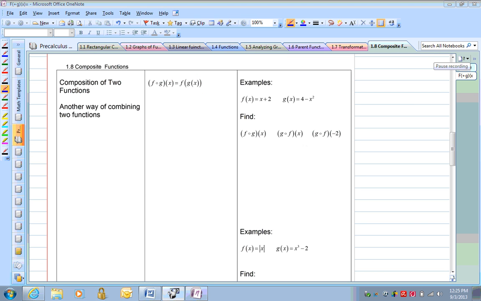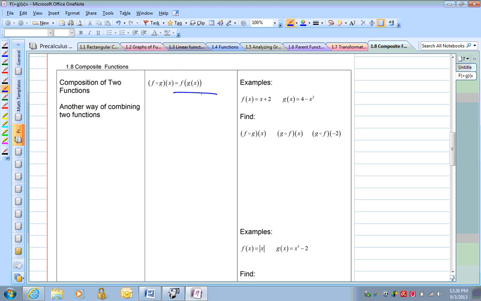All right, composition of 2 functions. This is just another way of combining 2 different functions. Your function rule looks like this. It's f and a little, it looks almost like a little degree symbol, g, and you read it as f of g of x. I prefer you write it out this way. I think it helps you when you're calculating it, but it's f of g of x. We're going to work through 2 examples together, and then you'll have some in class to work on your own.